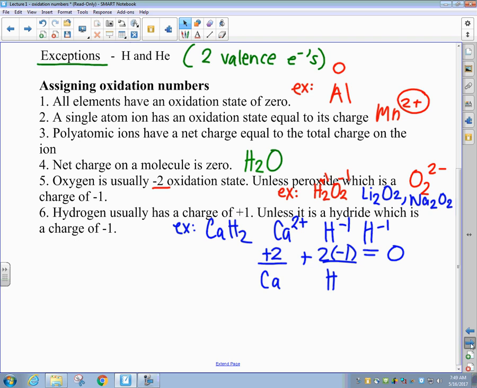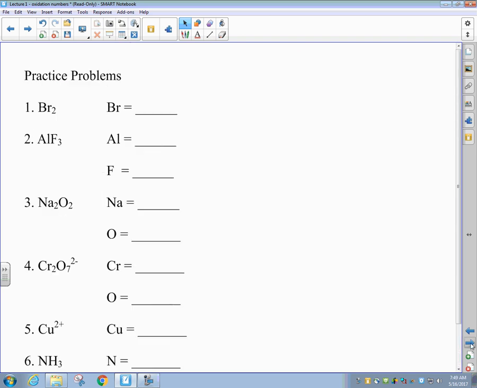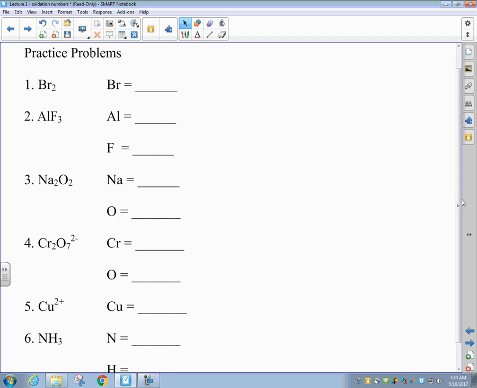All right, let's go ahead and take a look at some practice problems here for our oxidation numbers. Our first problem is Br2. So we have the diatomic bromine. And when we look at this, we see that bromine is going to have an oxidation state of 0, like any elements that are neutral on the periodic table.